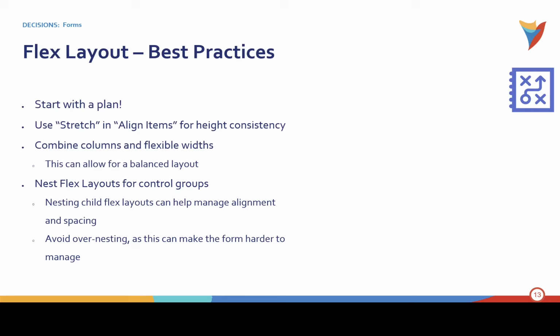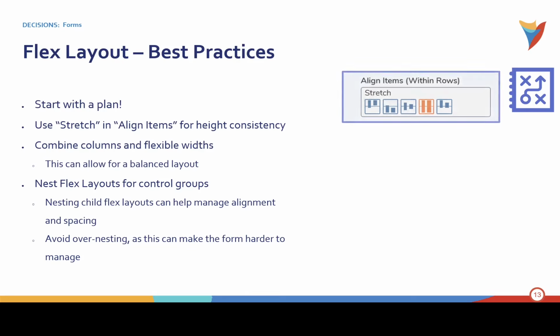The next thing is you'll want to use stretch and align items for height consistency. As shown before with align items, you can stretch controls to match each other. This can become very important when you're using different kinds of controls in the same row, or have the potential for one control that is not of the same height to slide into another row when the form changes size. So, by using stretch and align items, you have the ability to mitigate or remove this height inconsistency entirely.